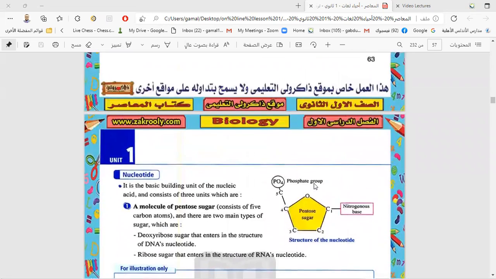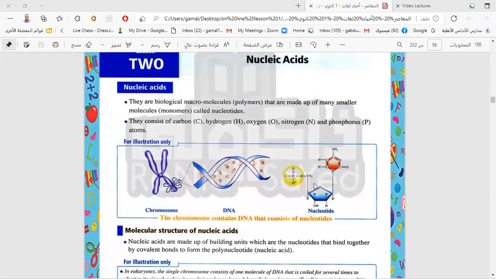We continue talking about the nucleic acid today, and we will solve some questions in this session. We'll start solving some questions, inshallah. We will revise it quickly.